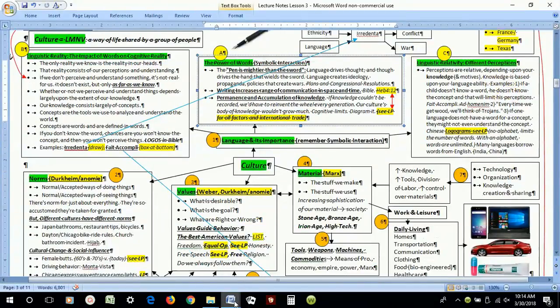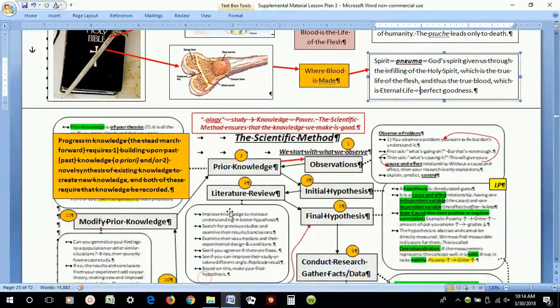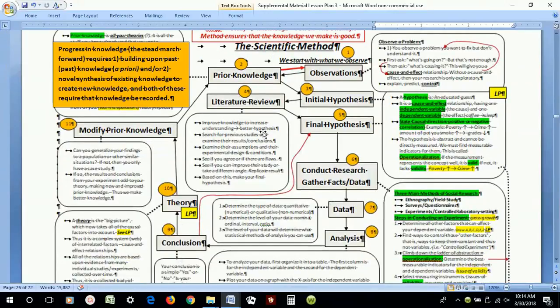So to show that, I'll go back to the scientific method. Remember how in the scientific method you have that deductive-inductive cycle. So this is all deduction here, then you start induction here. You start with prior knowledge, and then you go through the cycle, and you expand your knowledge. You increase your knowledge. So this is the process through which we continually improve our knowledge, and we ensure that the knowledge we make is good knowledge.